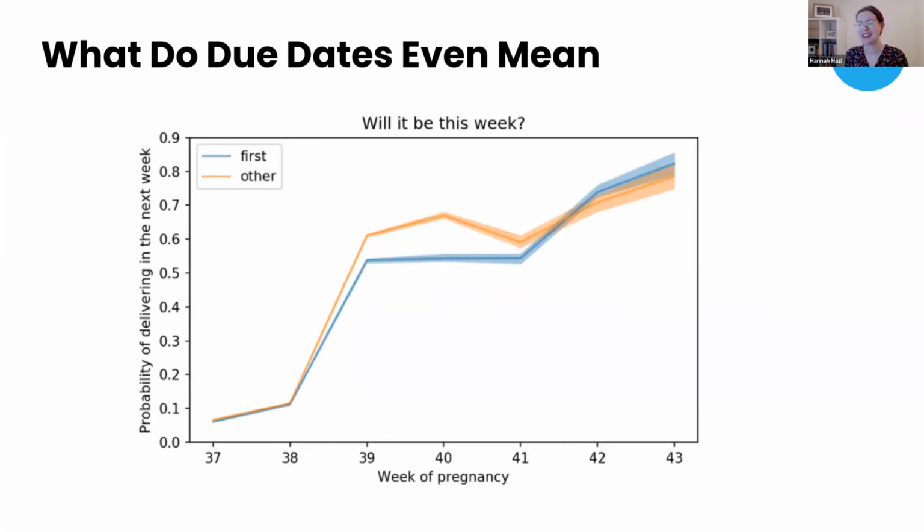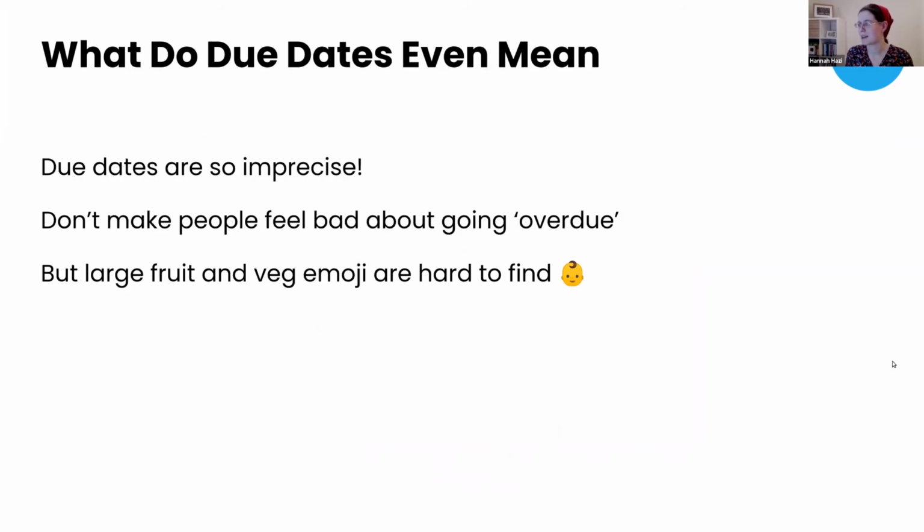Another thing that I discovered during my research was that due dates in general are wildly imprecise. It's incredibly frustrating. The nominal length of gestation doesn't necessarily correspond to the actual length of gestation, by an error margin of like several weeks. So I had to make sure to allow for a margin of error and not make my users feel bad if they went overdue or if they ended up giving birth early. I will admit that I did resort to using the baby emoji for people who are post, I think, 41 weeks and over, because I ran out of large fruits and vegetables.